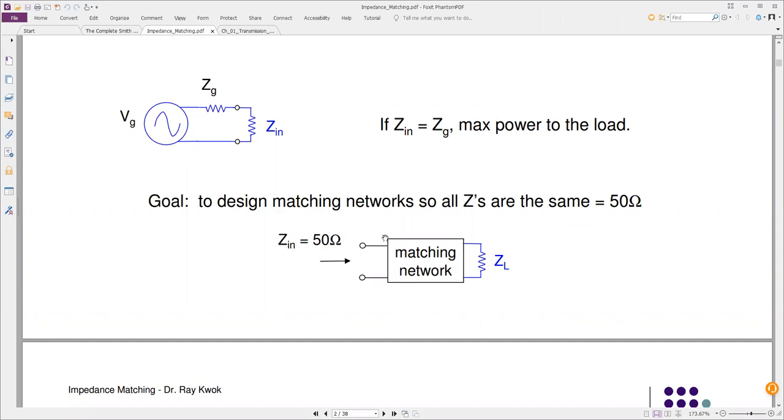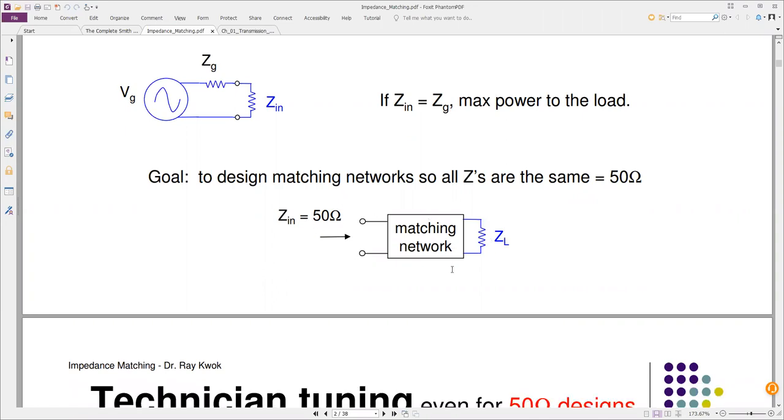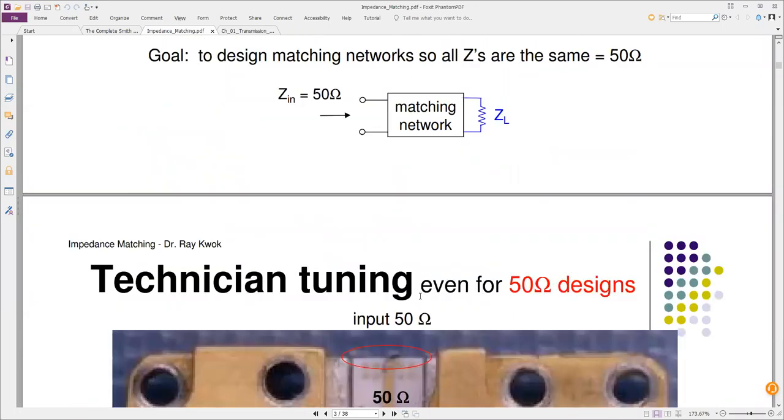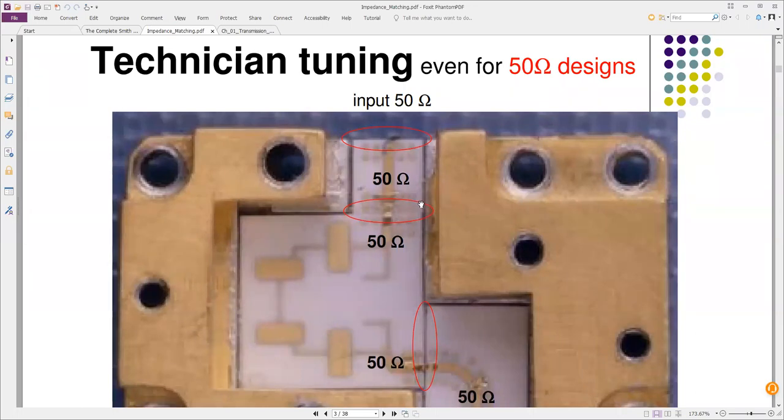For matching the network, the input impedance and the load impedance should be the same. Okay, you have to design the network in such a way that the input impedance and the generator impedance become the same. Okay.